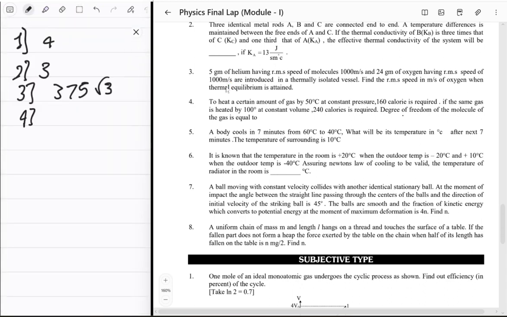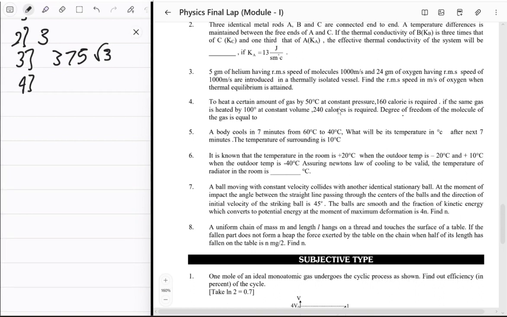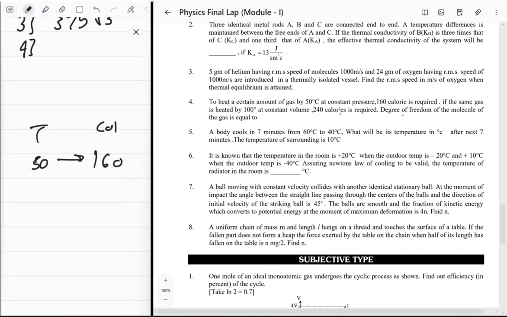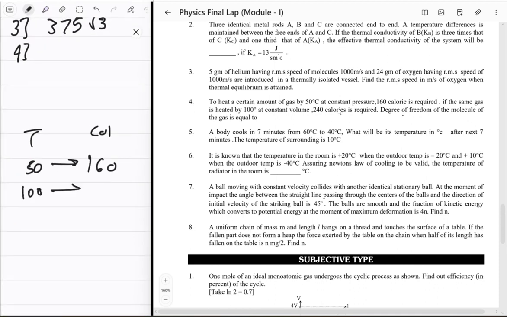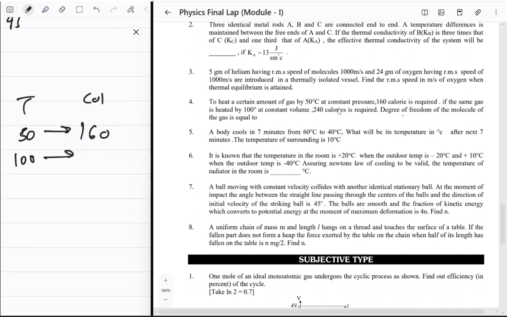Fourth, to heat a certain amount of gas, 50 degrees Celsius at constant pressure, 160 calories required. If the same gas is heated by 100 degrees Celsius at constant volume, 240 calories is required. Degrees of freedom of the molecule of the gas is. Okay, so temperature क्या है? 50, then 50 temperature. Calorie required is 160. Same gas is heated by 100 degrees Celsius, then constant pressure है. Okay, I get it.